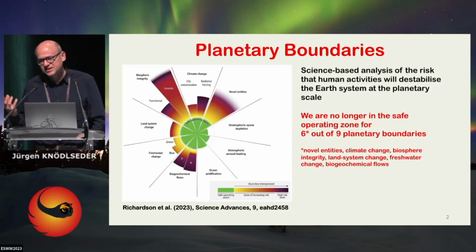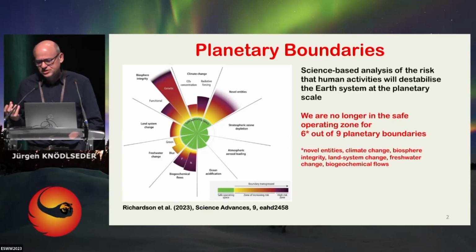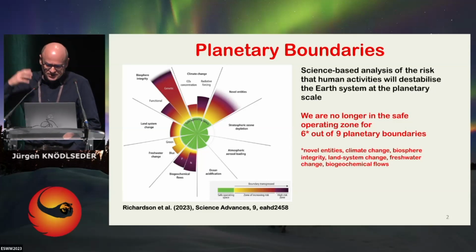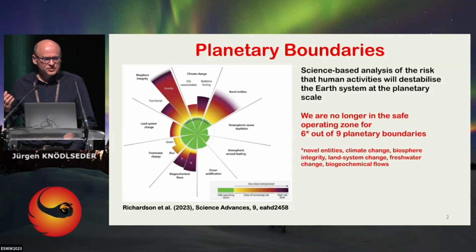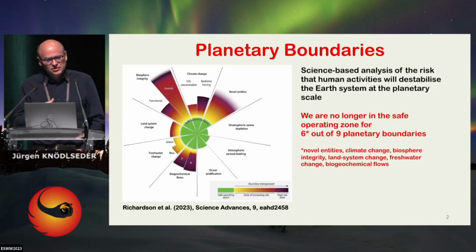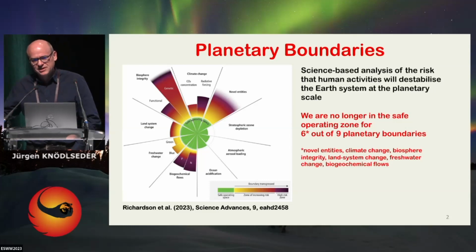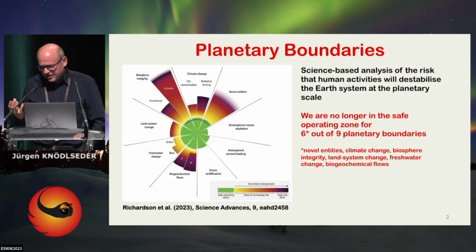So the basic idea is that the environmental scientists were asking the question whether human activities actually destabilize the Earth system. You know, we are currently living in what is called the Holocene period, over 10,000 years of stable climate conditions. And the question was, are our activities destabilizing this stable period? And the answer they found is yes.